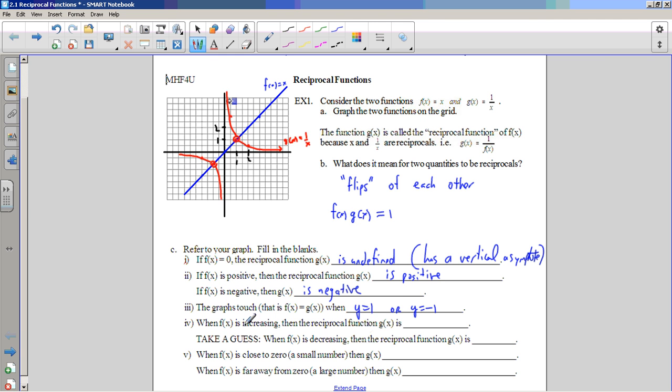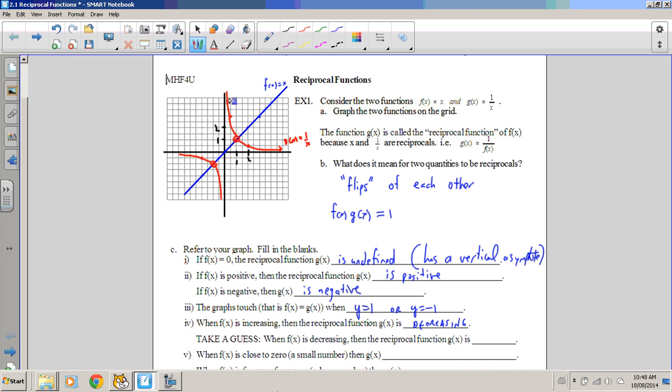All right, here we go. Let's keep going. When f of x is increasing, the reciprocal function is, okay, so notice that the function we picked, f of x equals x, because it's one that we know, is always increasing. But what's going on with g of x? It's going down. Even over here, it's going downhill, downhill, downhill. So when f of x is increasing, then the reciprocal is decreasing. We saw that on the graph. But think of it here, right? f of x is going up, but I have to get a product of 1.